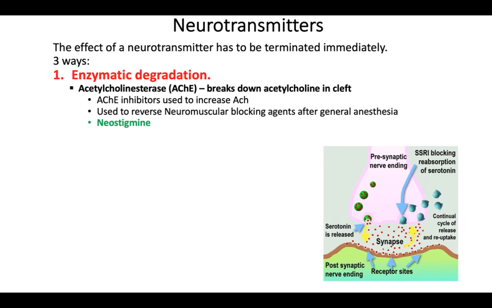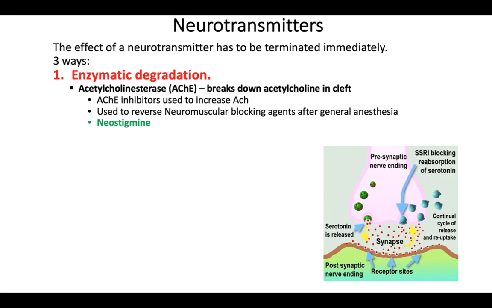So how do we remove neurotransmitters? One way is enzymatic degradation. So that's where you have an enzyme in here that removes that neurotransmitter. We've learned one example, acetylcholinesterase, right? That breaks down acetylcholine, removes the acetylcholine. We also learned about a medication, neostigmine, that inhibits that enzyme in order to raise acetylcholine.